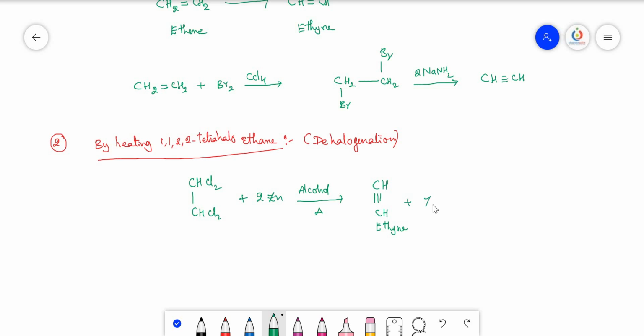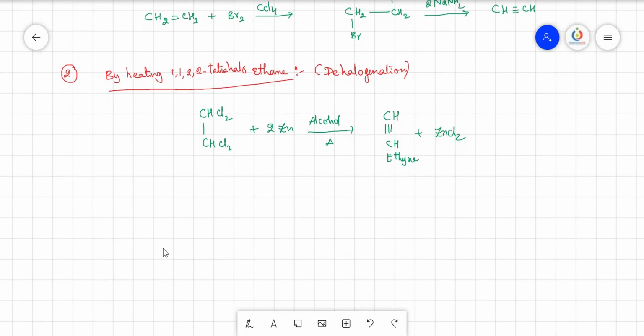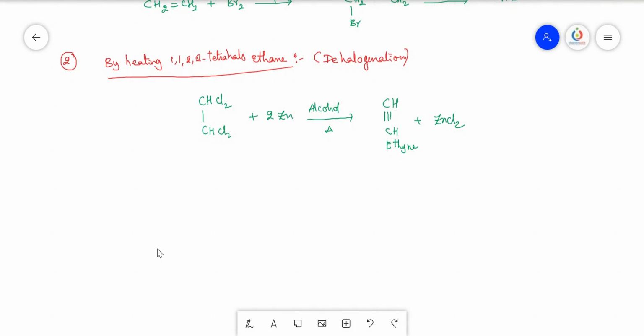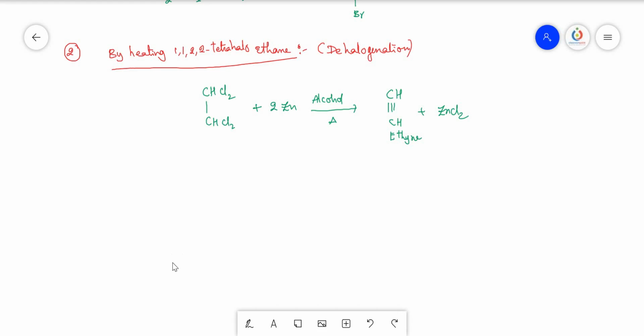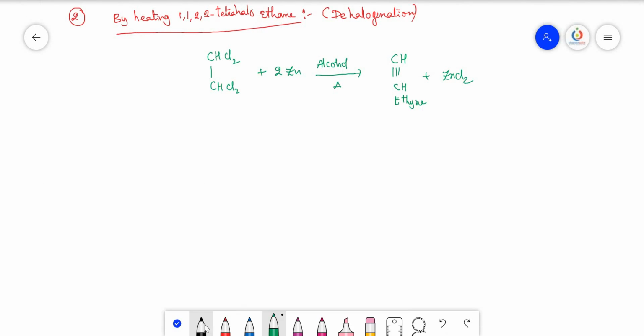so that we get the ethyne molecule plus ZnCl2. So this method is useful for the purification of the alkyne, and higher alkynes are also prepared here. Let me take one more general example here.